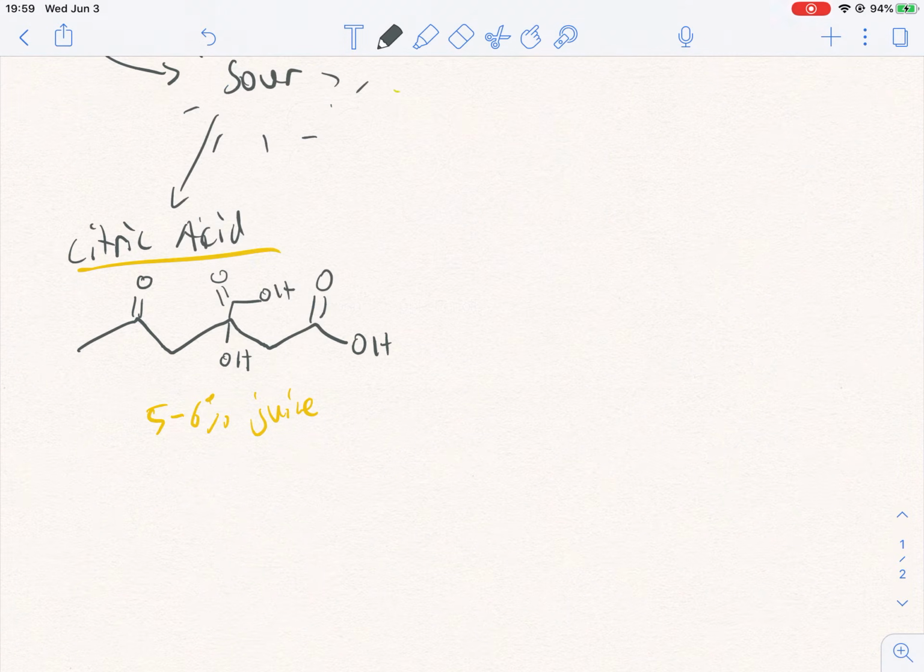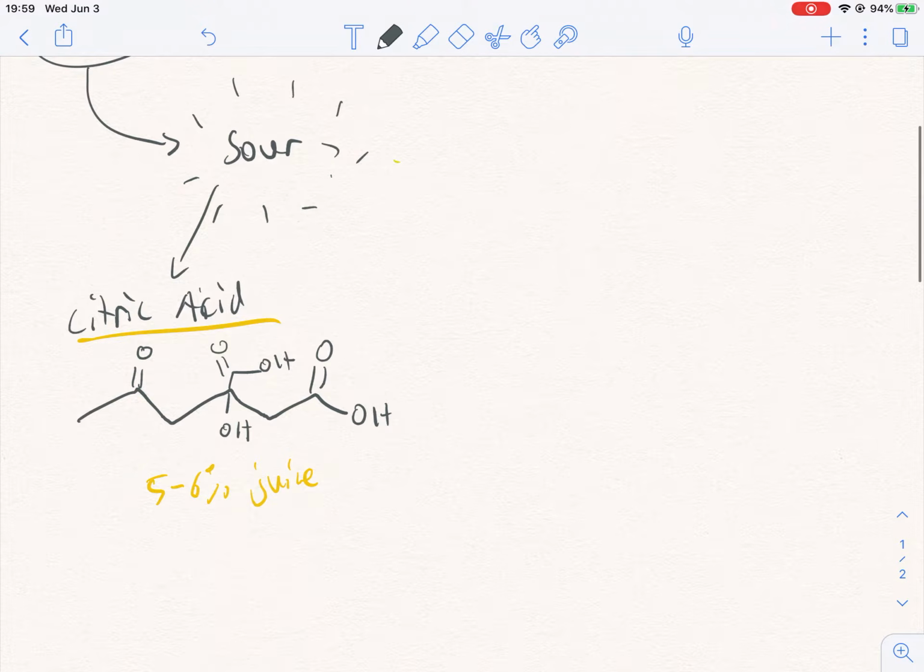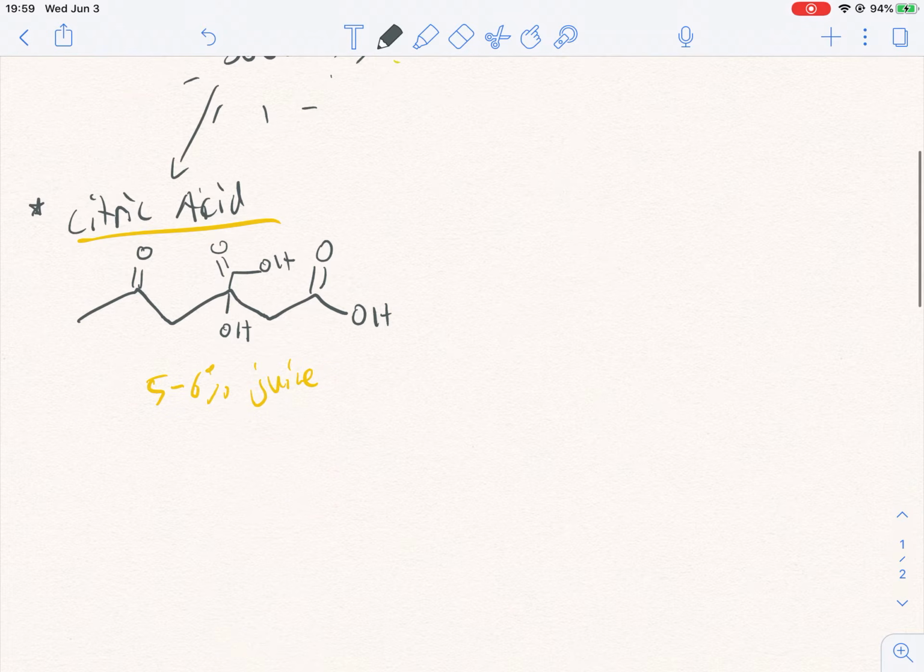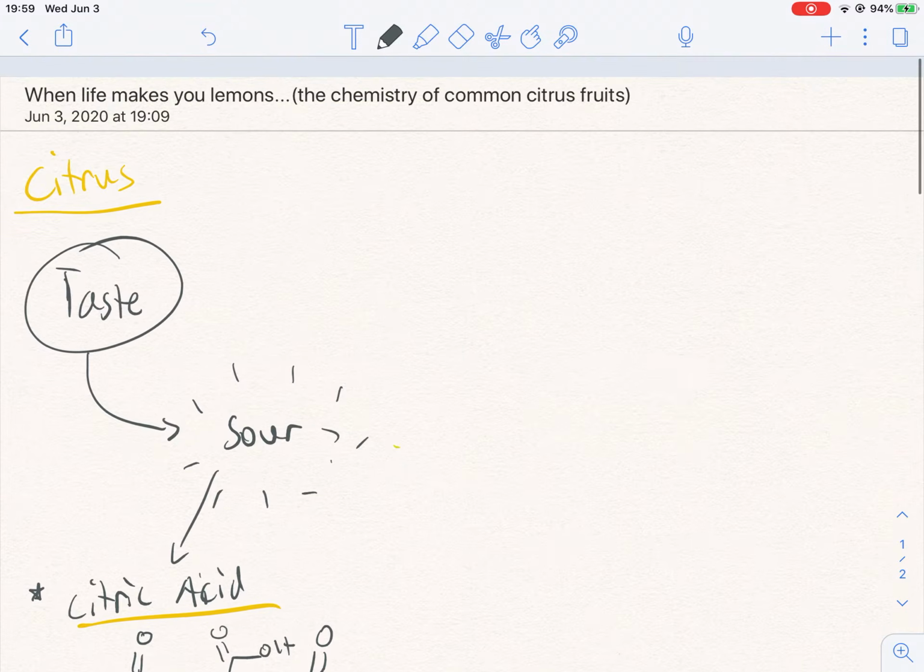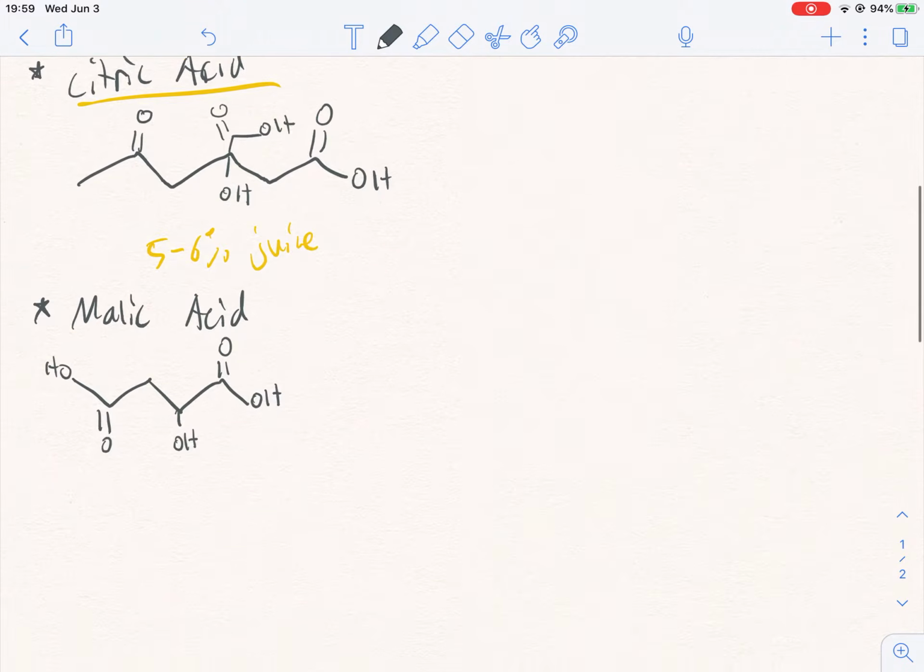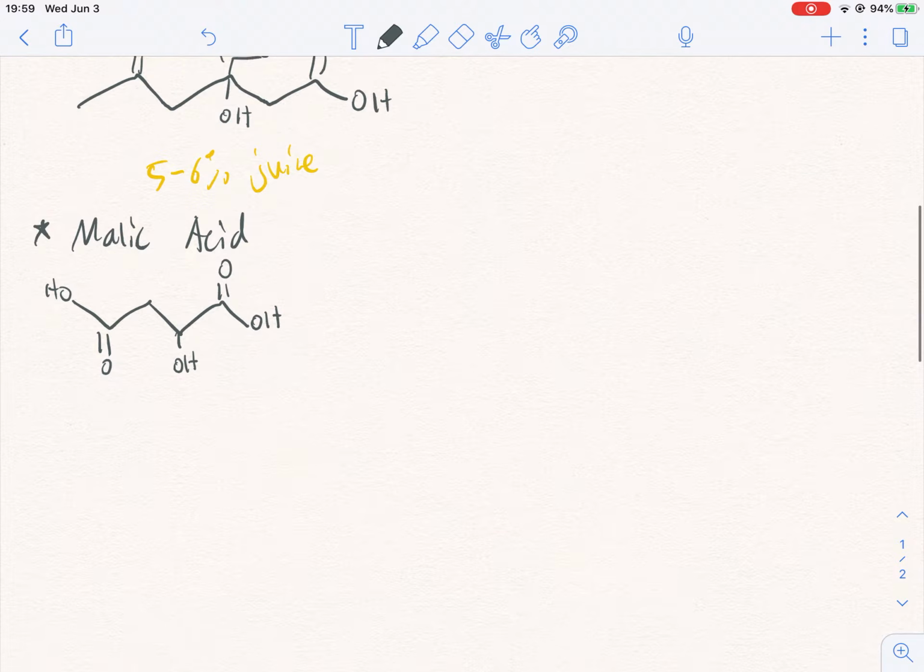The other compound that contributes to the sourness of lemons and other citrus fruits is malic acid. A lot less common, but still contributing to that sour flavor that you experience when you eat a lemon.